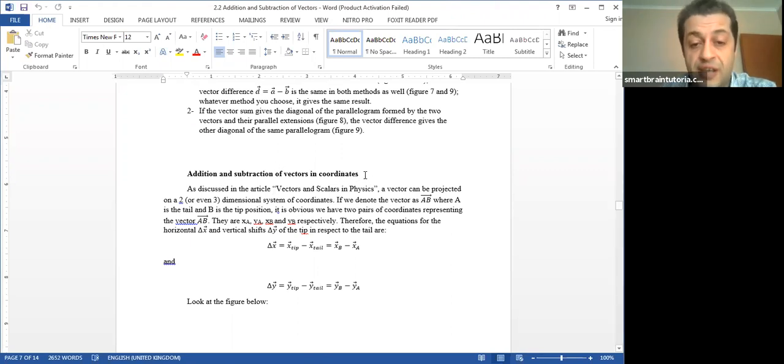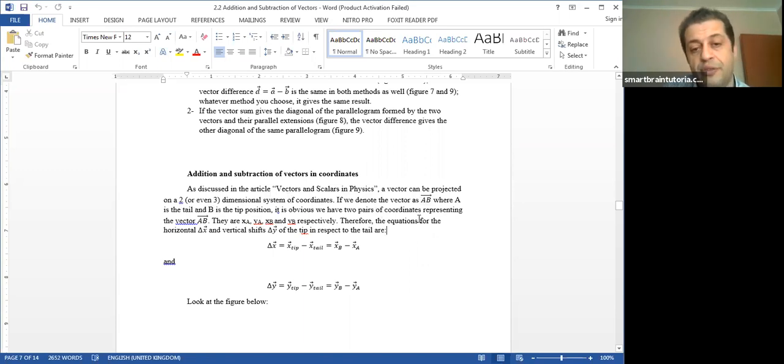Addition and subtraction of vectors in coordinates. This is very important in physics. As we discussed in the previous topic, a vector can be projected on a two-dimensional, or even three-dimensional if we are in space, system of coordinates.